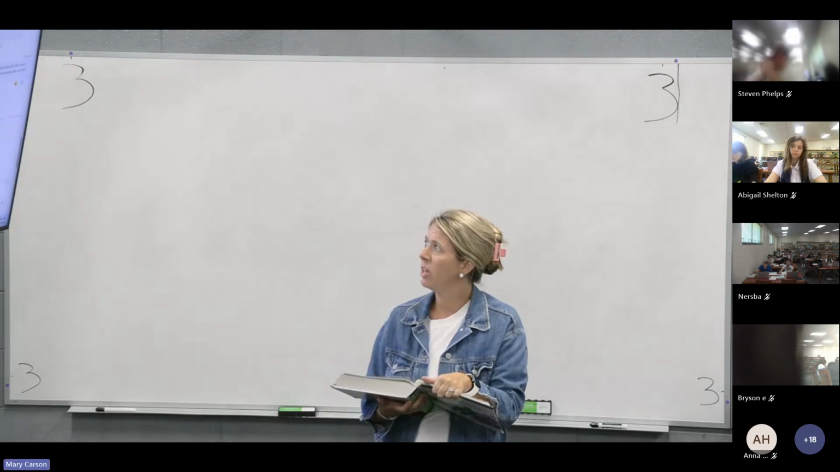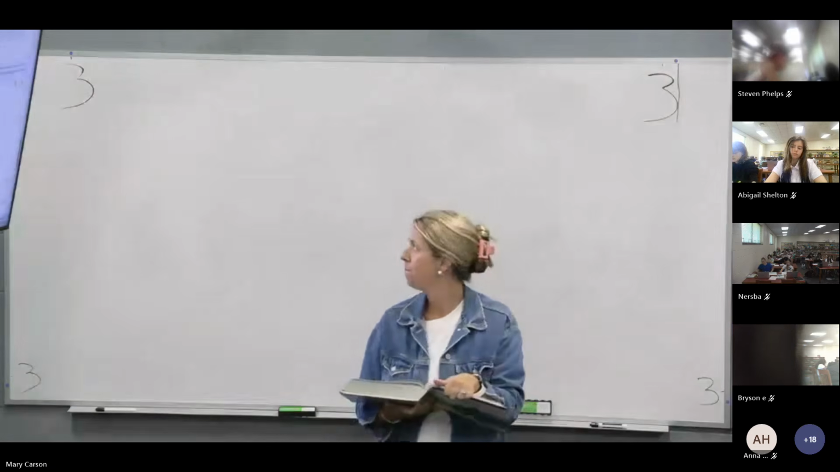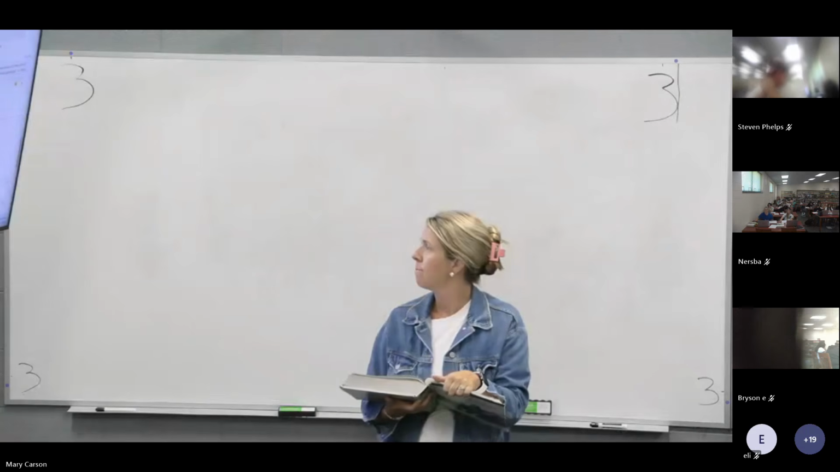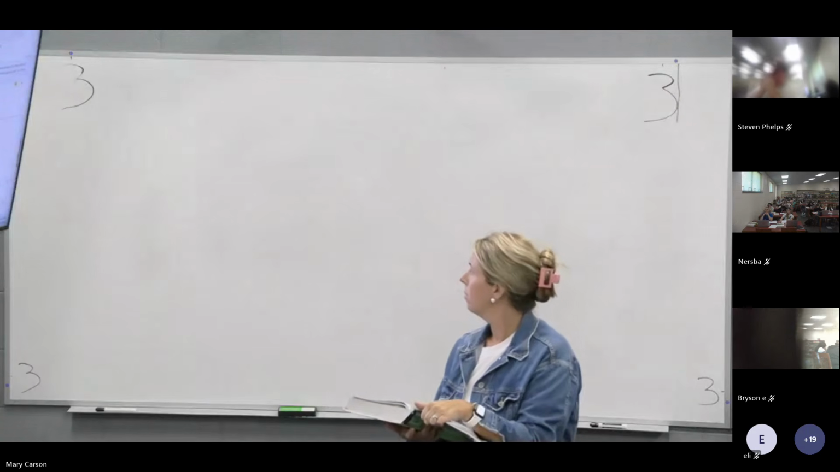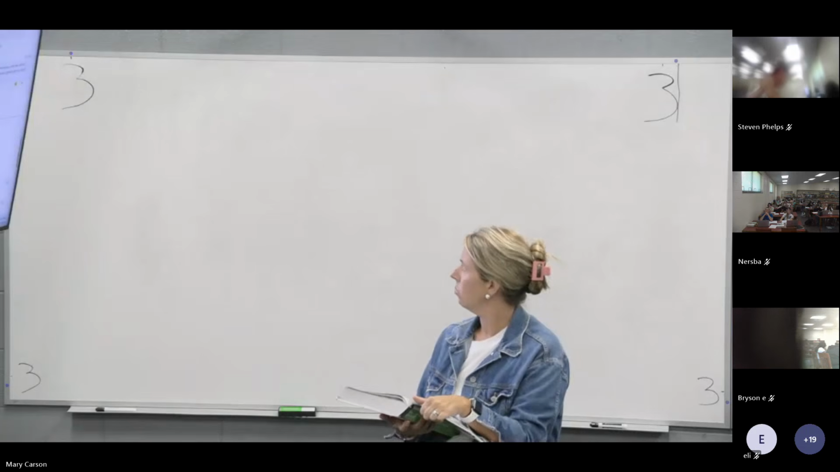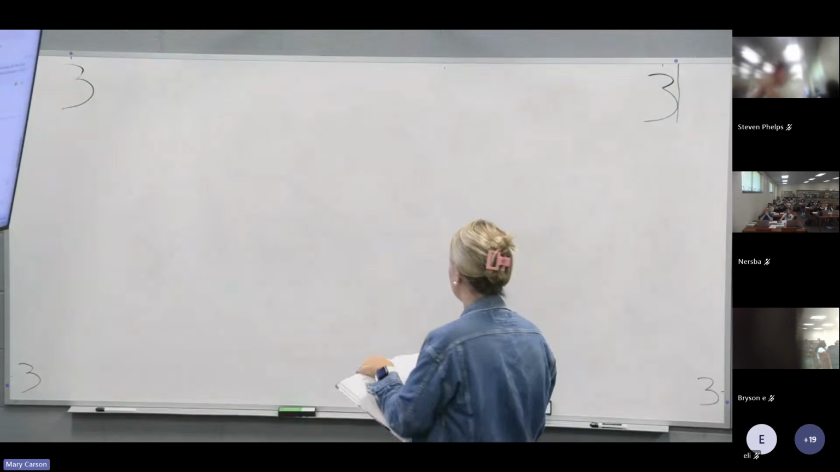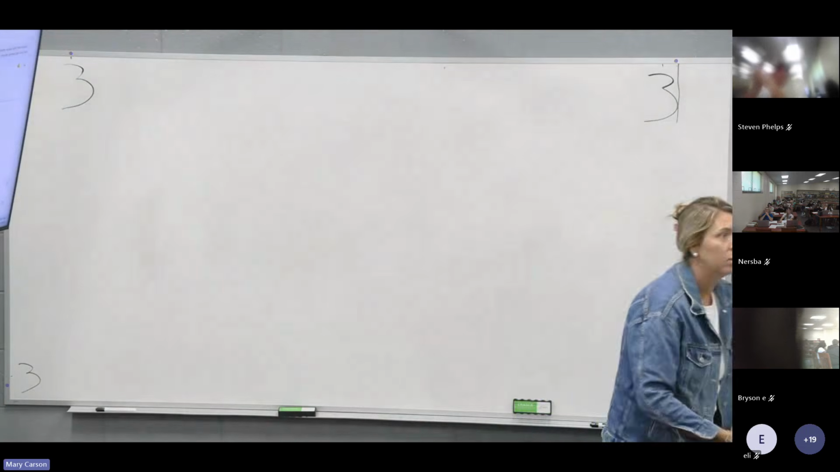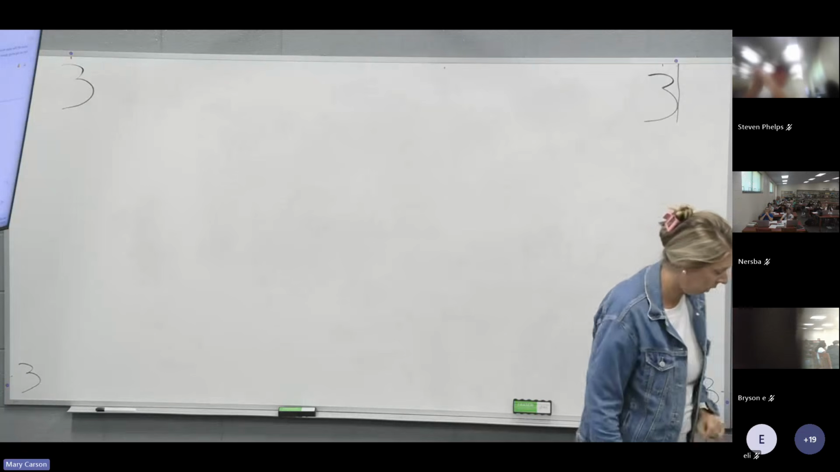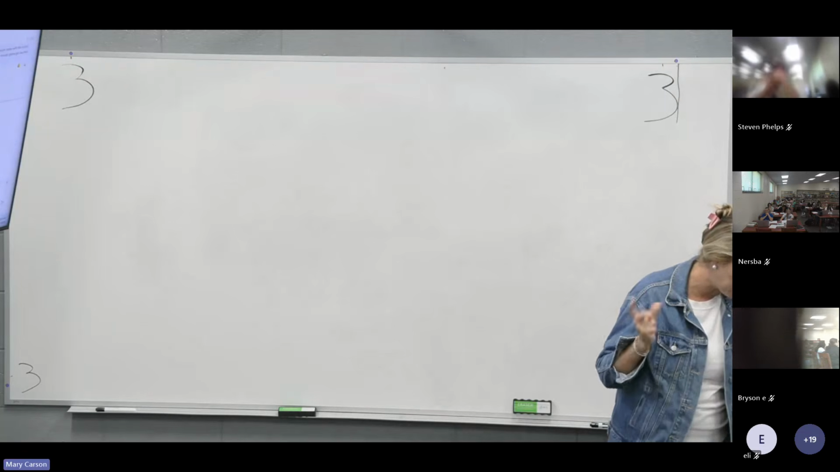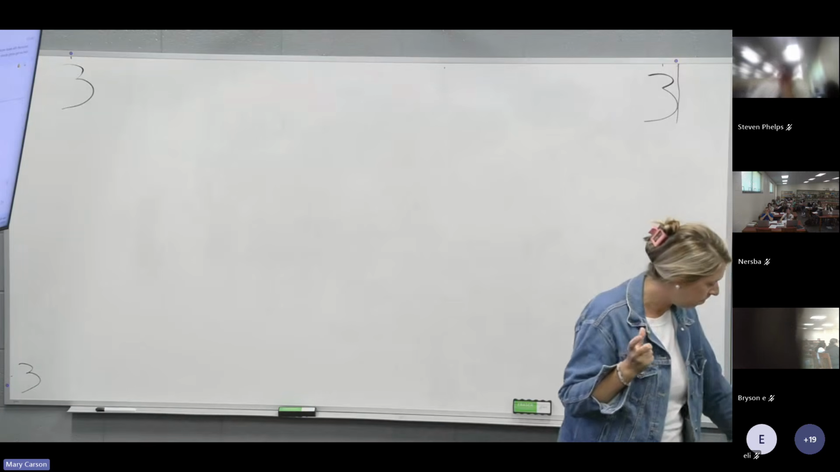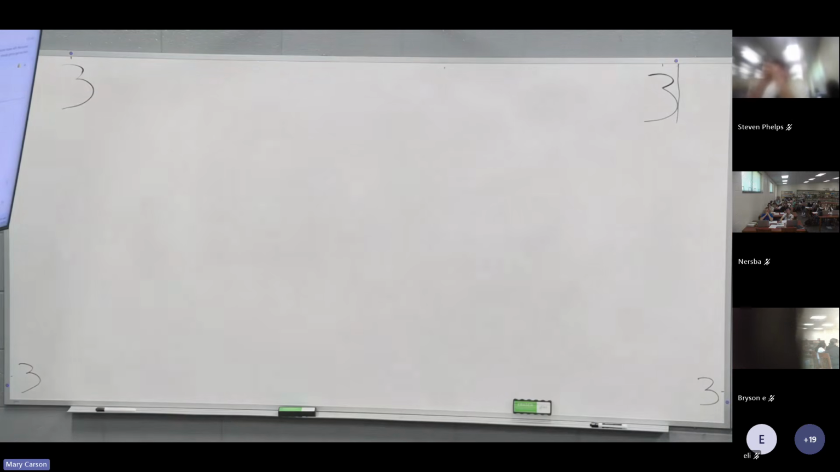All right, any of those you guys want me to do right now? I can do one of those. 38 and 40. Thank you. All right, 38. So that one we have to distribute first and then combine like terms.